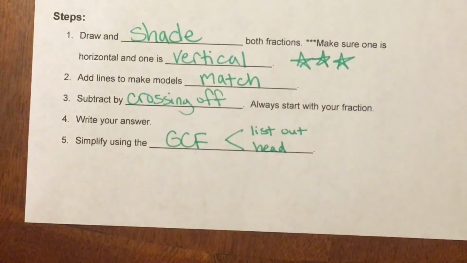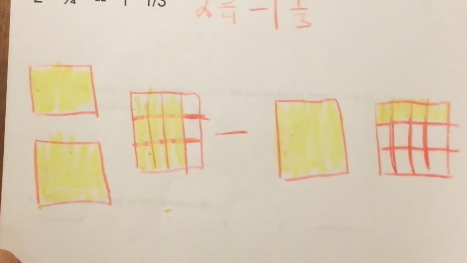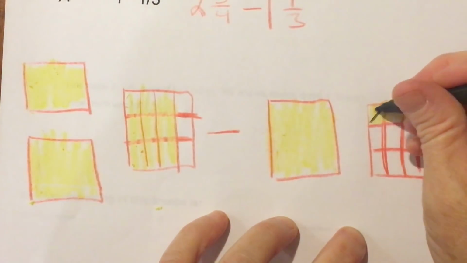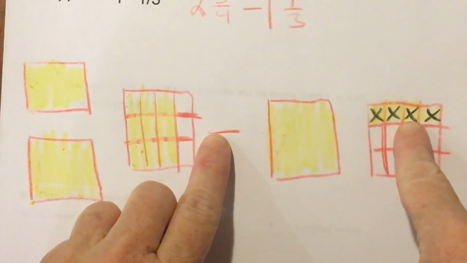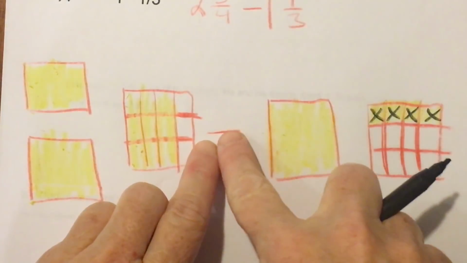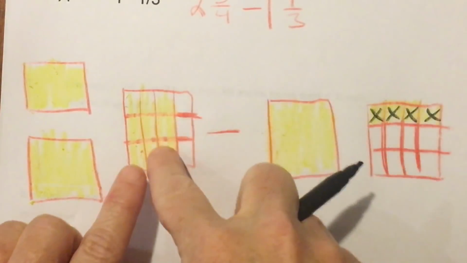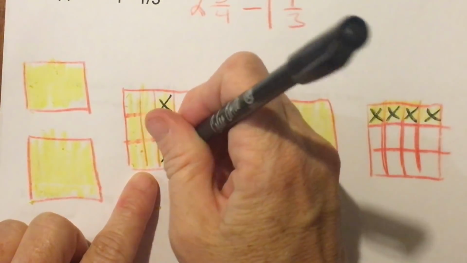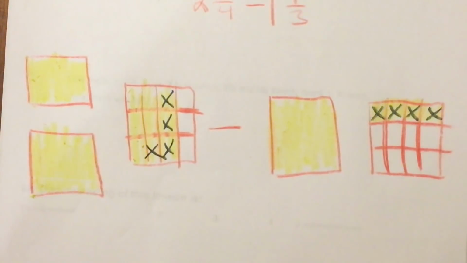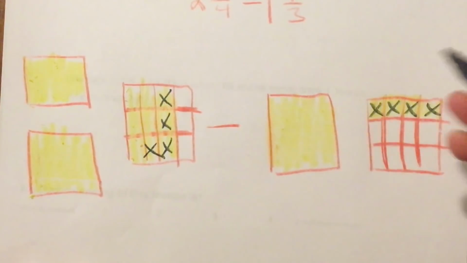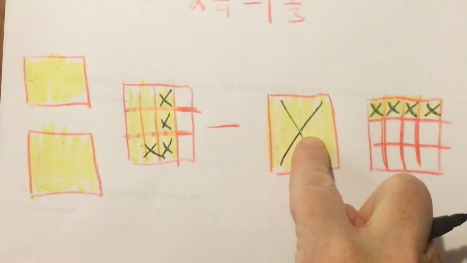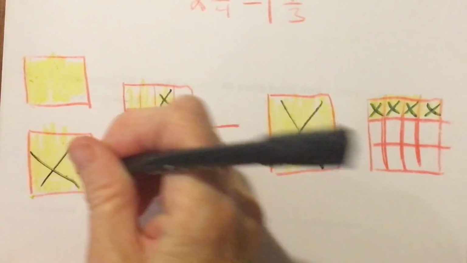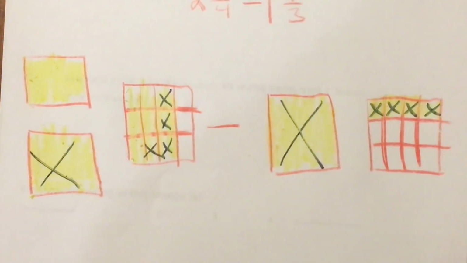Now it says subtract by crossing off, always start with your fraction. Okay, so I have 1, 2, 3, 4 pieces. They want me to take away 4 pieces. That's what this says. Take away 4 pieces. So come over here and take away 4 pieces. They also want me to take away 1 whole. So I'm going to come over here to what I have and take away 1 whole.